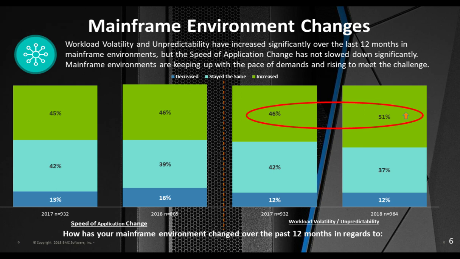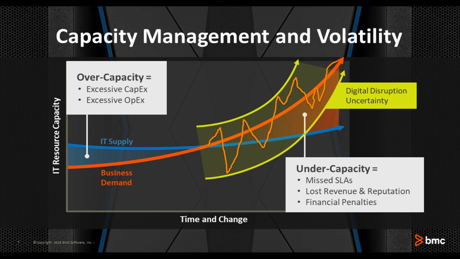And finally, maybe the most important one for capacity management is this question. It was about workload volatility and unpredictability, where again, a statistically significant change from 46 to 51% saying the volatility and unpredictability is increasing. So what all this means if we're doing capacity management is this. You know, the business demand that we understand is changing, and we almost might look at it and say, we don't know what we used to know.